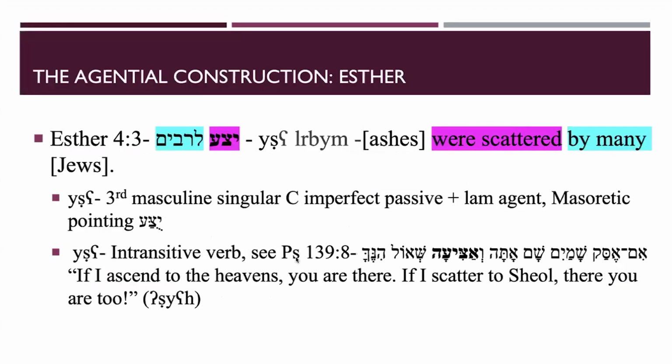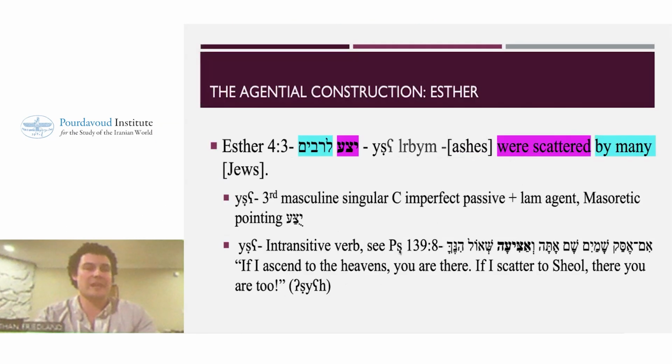So let's start here with Esther 4:3. Ashes were scattered by many Jews. First thing to note is that ashes, afer, is a collective noun. It's a singular, and I'm translating it into English as a plural, so it's more readily understood. And what we have here is a C imperfect passive, so this is a hofal verb, a finite verbal form making use of a lamed agent. And the Masoretic pointing gives us yutsa.